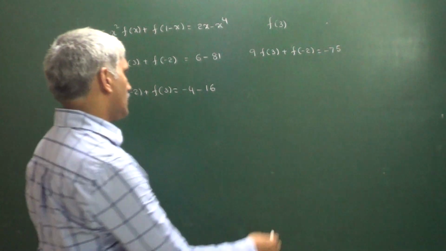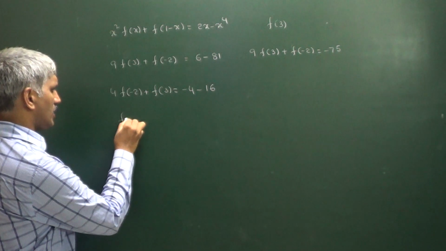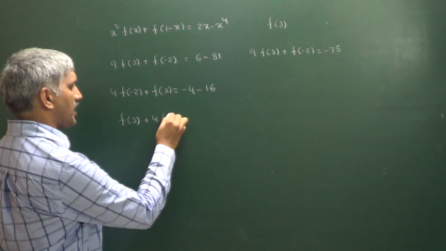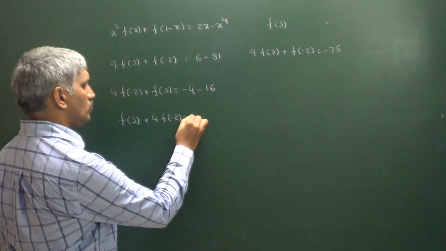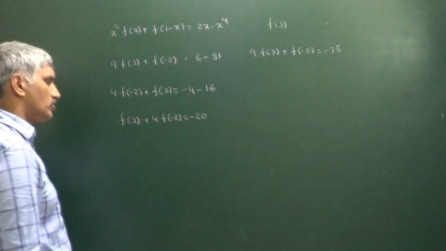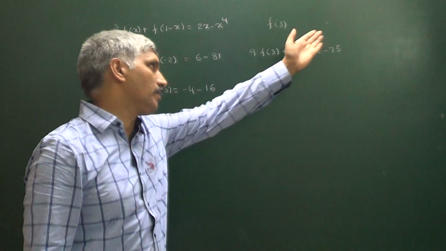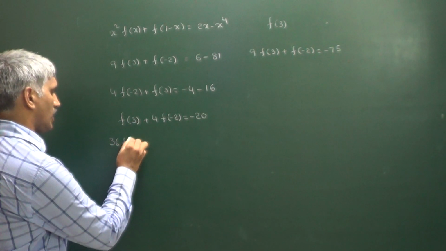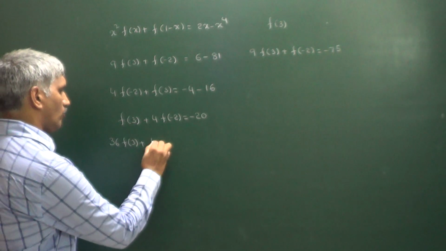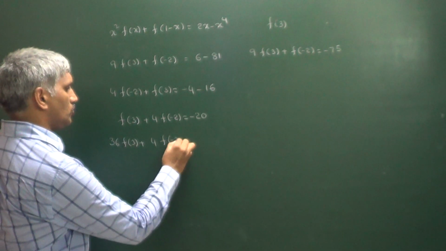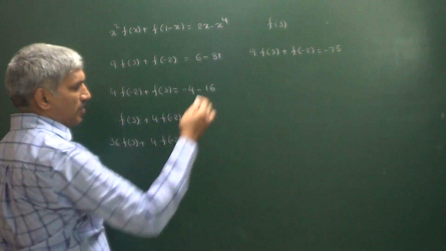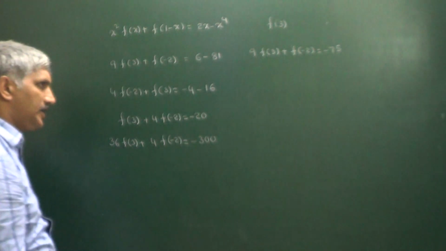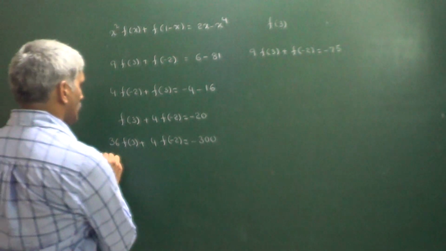So here we are getting f of 3 plus 4 times f of minus 2 is equal to minus 20. What to do now? Multiply this equation with 4. Then what happens? 36 into f of 3 plus 4 times f of minus 2 is equal to, since we are multiplying with 4, minus 300. Now what to do? Subtract.